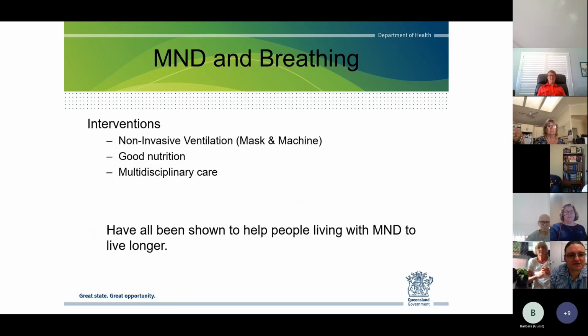All right. So some of these interventions that I found. One of the big interventions is non-invasive ventilation, the mask and machine, good nutrition, and multidisciplinary care. These all have been shown to help people living with MND to live longer. Right? So these are things you can choose. You're not forced upon these things.